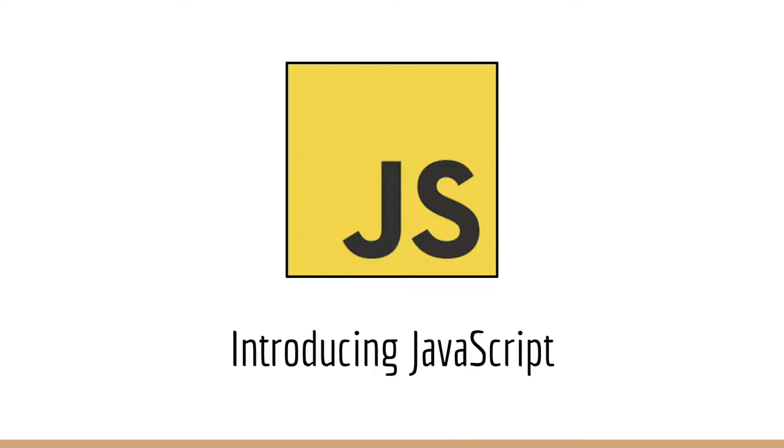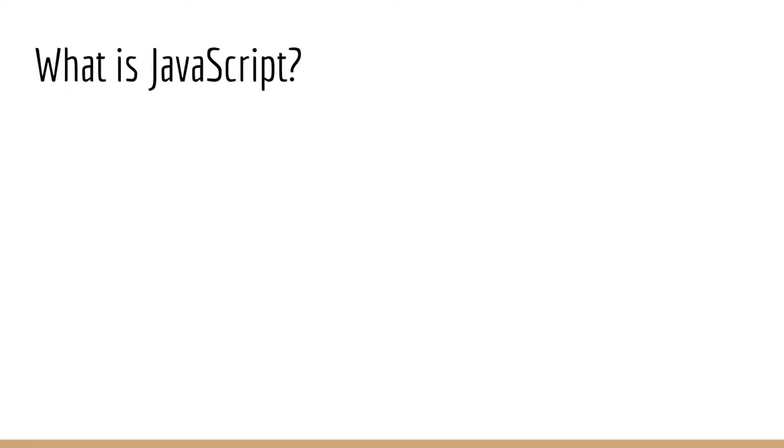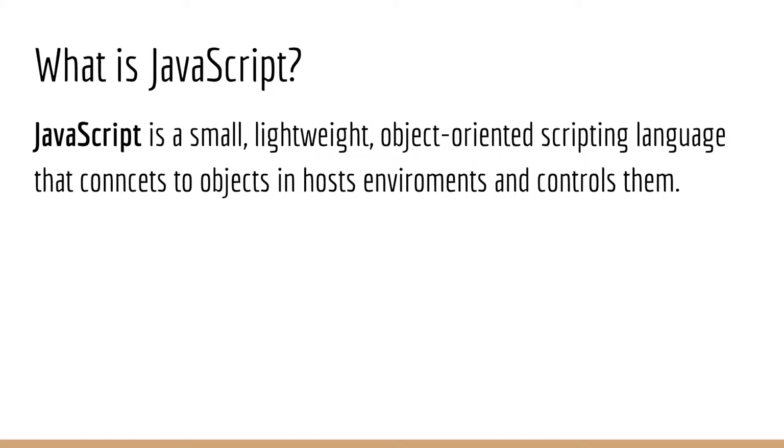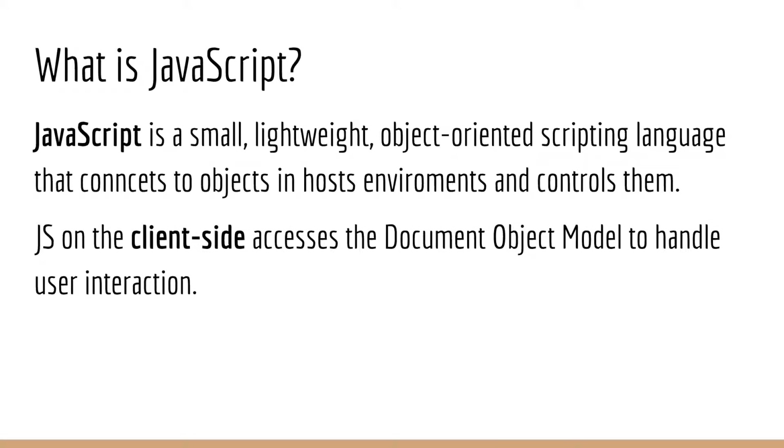Let's start by answering a basic question to introduce JS. What is JavaScript? At its core, JavaScript is a small, lightweight, object-oriented scripting language that connects to objects of host environments to provide programmatic control over them. Now, that host environment is most commonly a web browser. We call this client-side JavaScript.